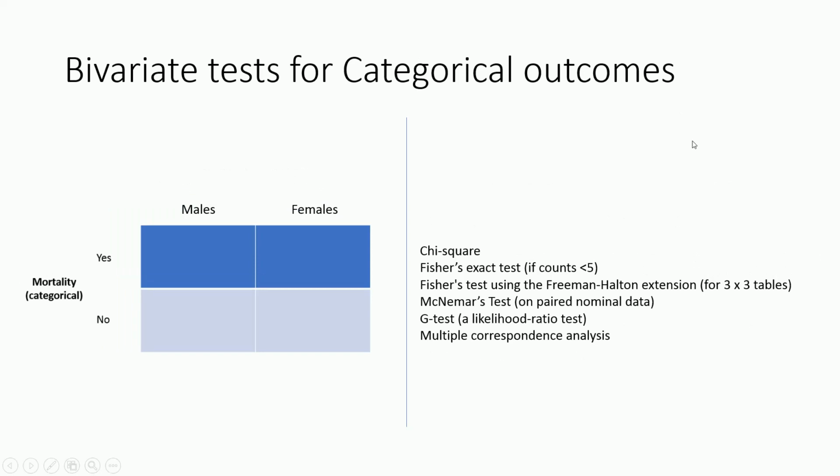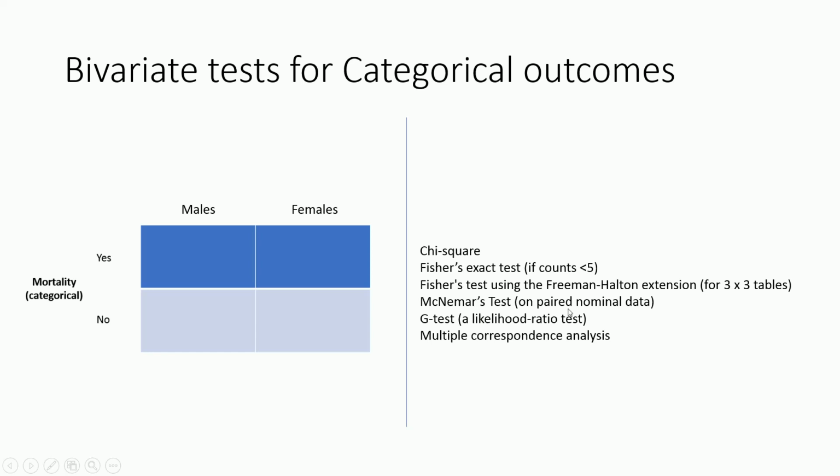And some of the tests for categorical outcomes. Chi-square test, one of the most common and one of the most popular tests, which is done for categorical variables, and it normally compares the counts. Fisher's exact test, this is basically a variant of chi-square, and this is used if you have got less than 5 counts in any of the cells. Fisher's test with Freeman-Halton extension. This is when you're comparing more than 2x2 contingency tables, then this comes into play.